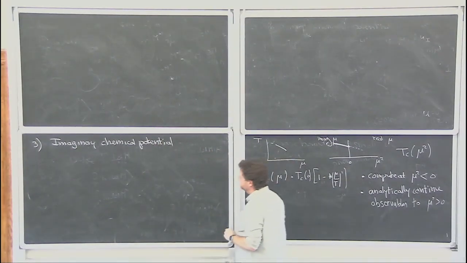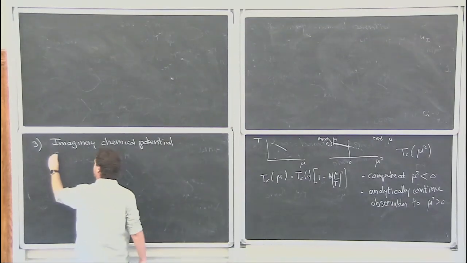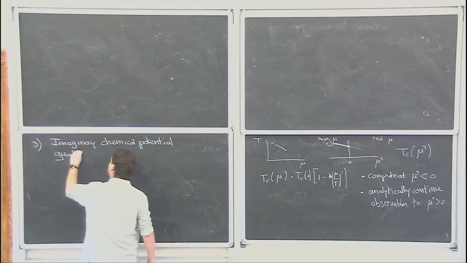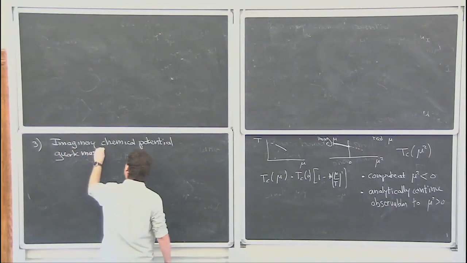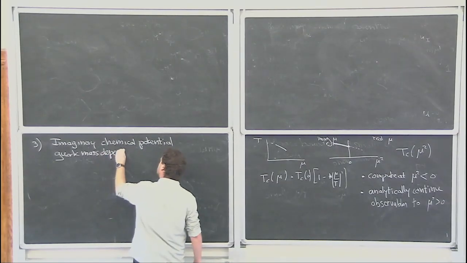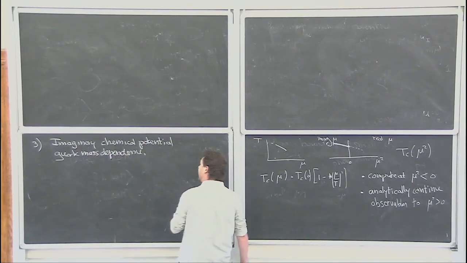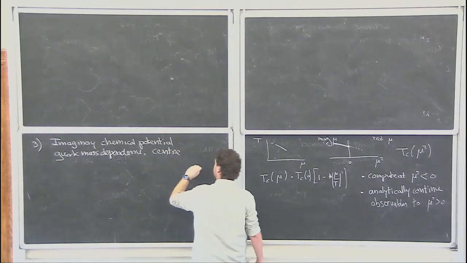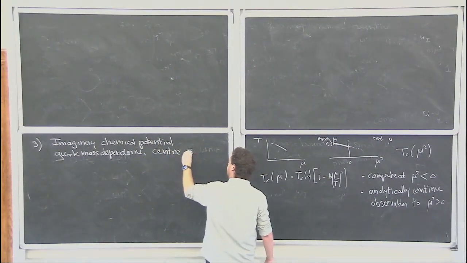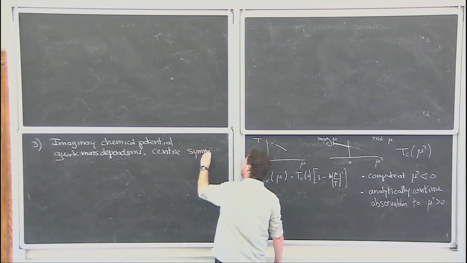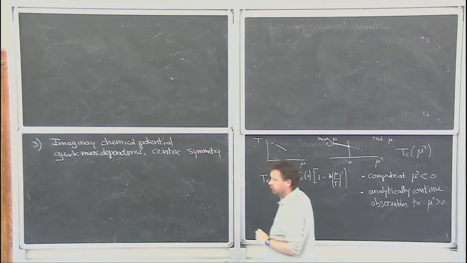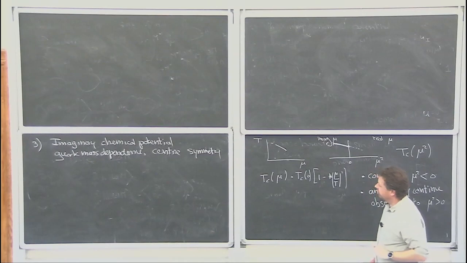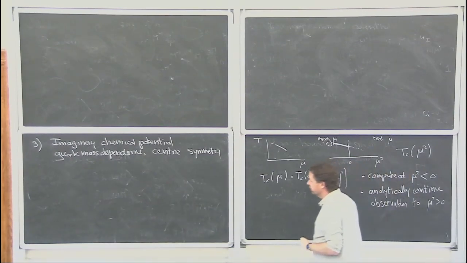And also the relation with the quark mass dependence of the phase diagram, and with a global symmetry of gauge theories and approximate symmetries for QCD, which is called center symmetry. So all these things are related in kind of an interesting way, so they all go back to the phase diagram.